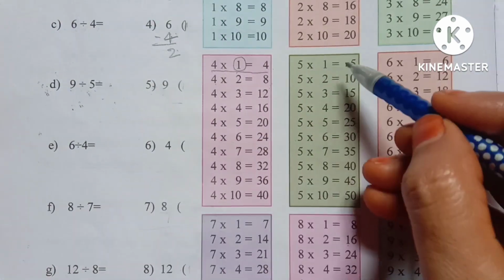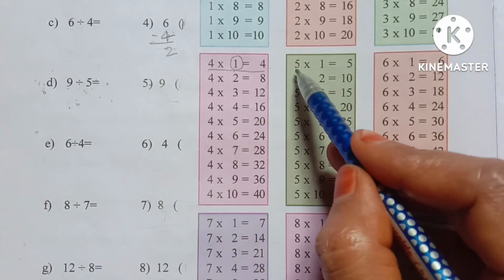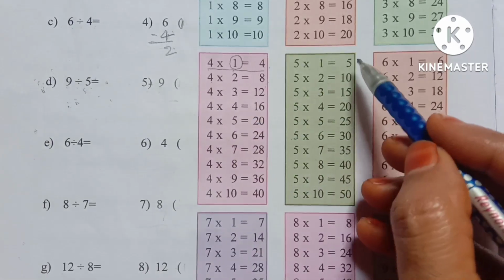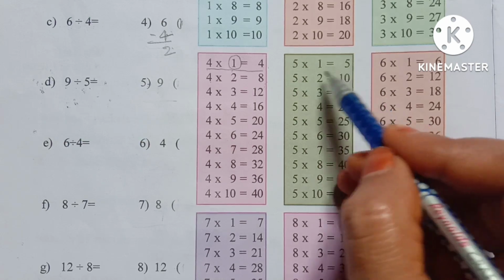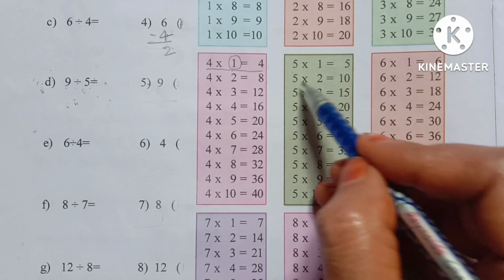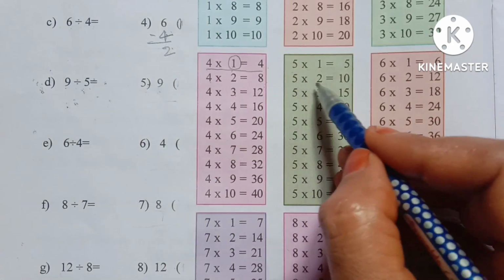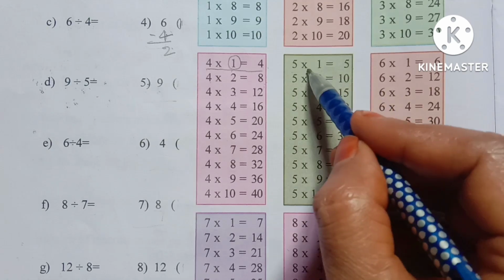Next D, 9 divided by 5. We have to observe 5 table till we get the number nearly 9. So here 5 ones are 5, 5 twos are 10. There is no number 9 in 5 table. So we have to write 5 ones are 5. If we take 5 twos are 10, 10 is bigger than 9. That's why we did not take 5 twos are 10. We have to take 5 ones are 5.